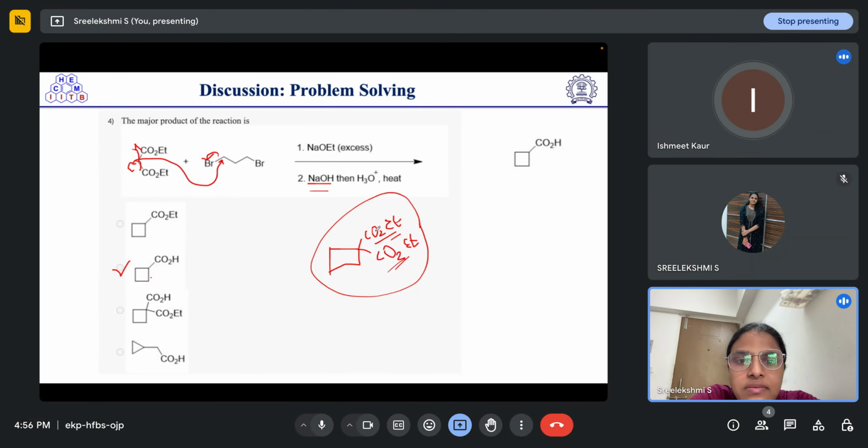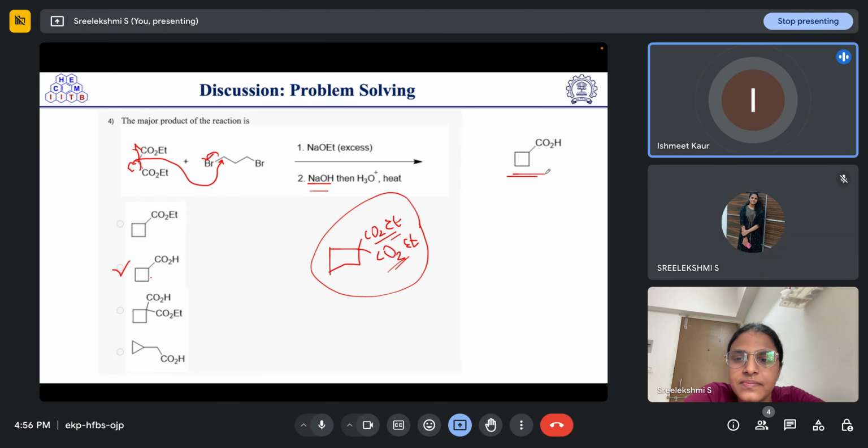because this dicarboxylic acid will be a highly sterically hindered system, right? Yes, ma'am. So there is always a tendency, if we are heating it even mildly, one molecule of carbon dioxide will be eliminated to form this compound. Okay, ma'am.